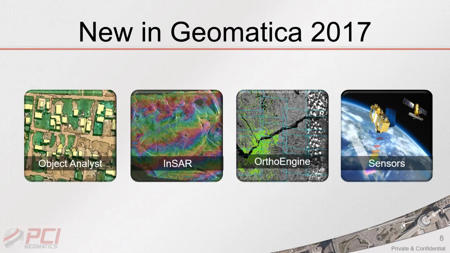Geomatica 2017 is the latest version of our desktop suite and was launched in April of this year. We previously presented an overview of the new capabilities, including orthomosaic updates and sensor additions. As part of this 3-part webinar series, we also gave a dedicated presentation on the new Object Analyst add-on module for image segmentation and classification. As noted, we have a wide variety of offerings, and today we'll be looking in depth at what's new in the Geomatica 2017 InSAR add-on module.